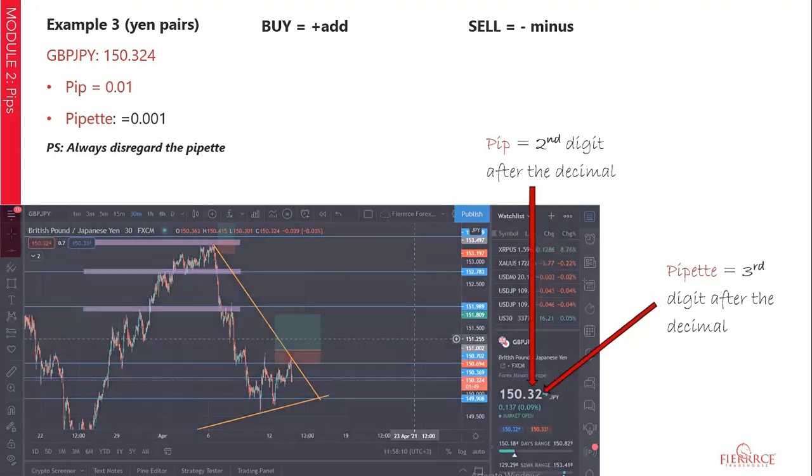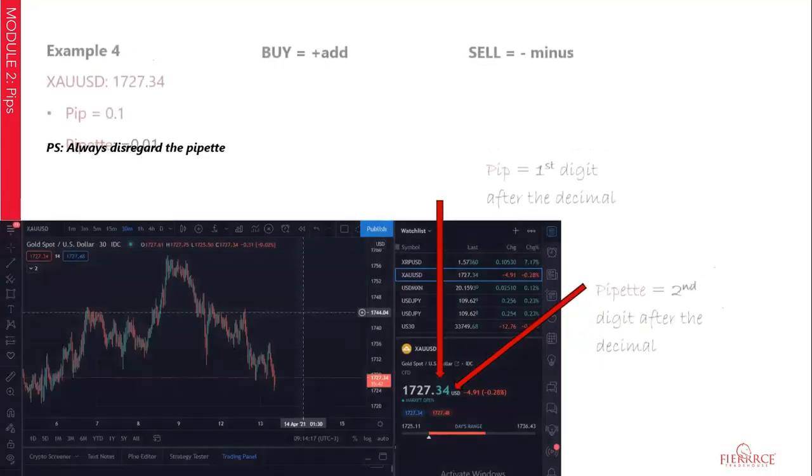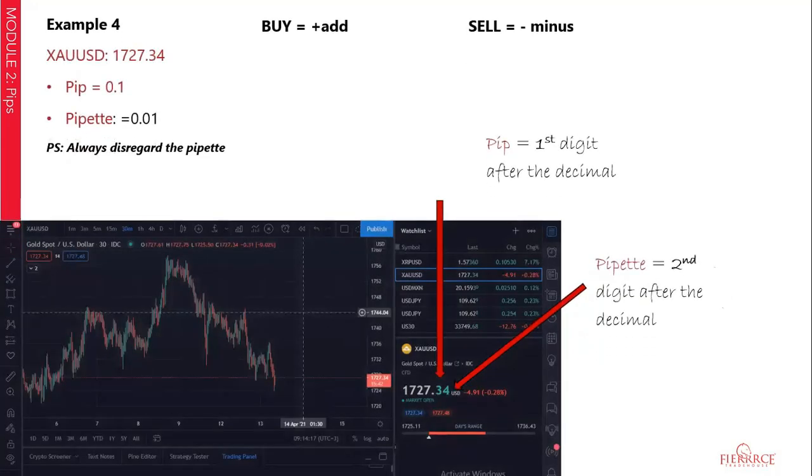Hopefully that makes sense. Okay, we have another example here, example 4, which is XAUUSD. If you've never seen this quote before, this is the quotation for gold. This is how gold is represented. Silver is XAGUSD, and gold is XAUUSD.